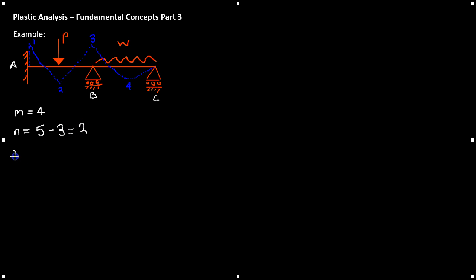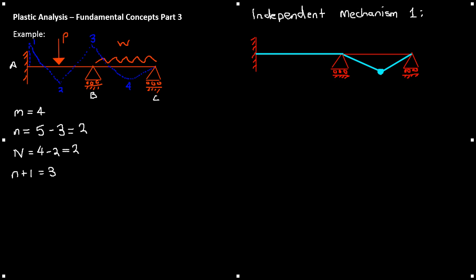Capital N, the number of independent mechanisms, equals M minus n. 4 minus 2 equals 2. N plus 1 equals 3, so there are 3 hinges required for full collapse. So let's look at a mechanism now for partial collapse of this continuous beam. So here we know that for full collapse we need 3 hinges to form. So if we have less than 3, we know it will be partial collapse.